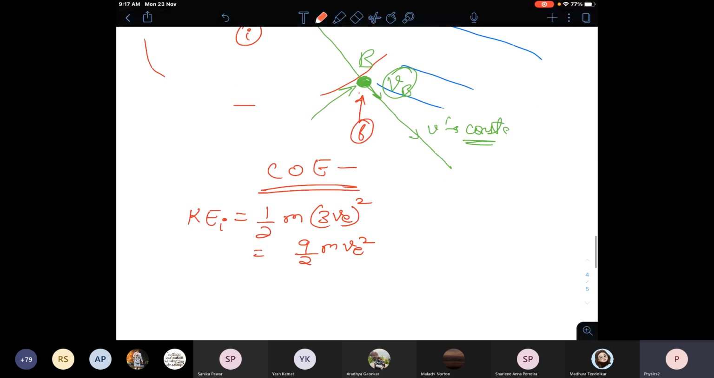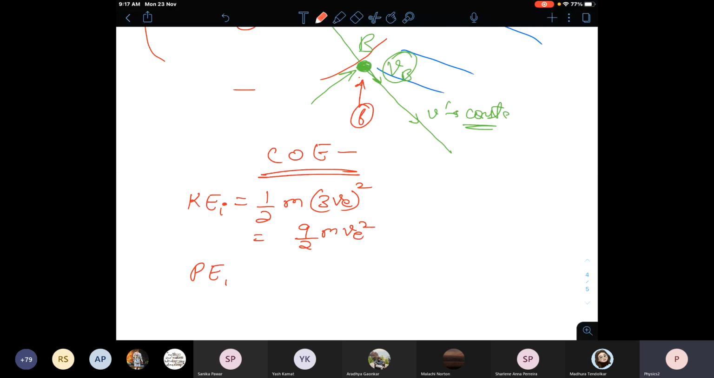Now, the initial potential energy will be the same as what we had in the case of escape velocity, that is minus G m me by RE. This won't change because it is on the surface of the Earth, so the potential energy won't change.